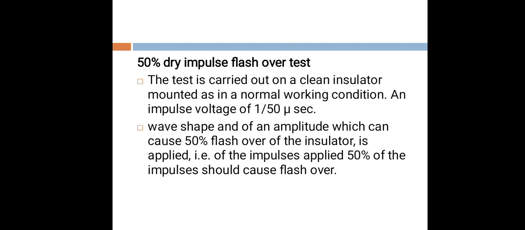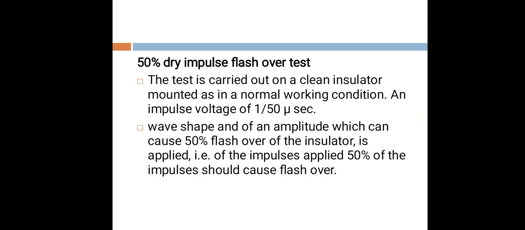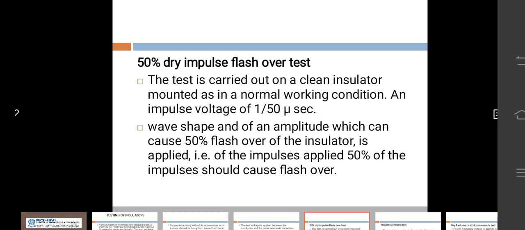50% dry impulse flashover test. The test is carried out on a clean insulator mounted as in normal working condition, and an impulse voltage of 1/50 microsecond wave shape, of an amplitude which can cause 50% flashover of the insulator, is applied. That is, of the impulses applied, 50% of the impulses should cause flashover.